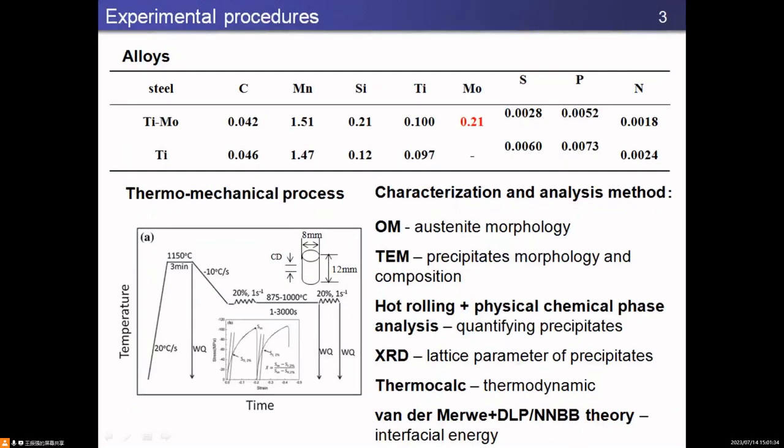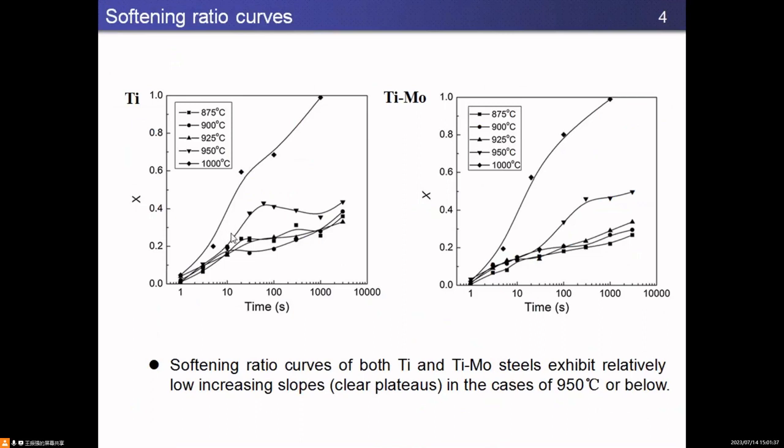And we plot the softening ratio curves. We can see at higher temperatures, for example, 1000 degrees centigrade, the two curves exhibit S-shapes for the two alloys, implying that the gamma recrystallization proceeds without pinning from precipitation. At 950 degrees or below, clear plateaus appeared, indicating that the recrystallization process is delayed due to the precipitation.